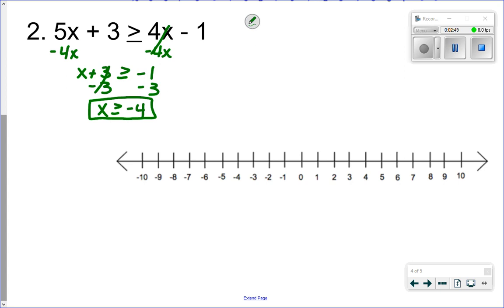And then I need to plot my answer on the number line. I need to find negative 4 on the number line, and I'm going to place either an open or a closed circle. This one should be closed because it's equal to. And then where are the numbers that are greater than negative 4? If you said to the right, that would be correct. So x is greater than or equal to negative 4. That's what that number line represents.